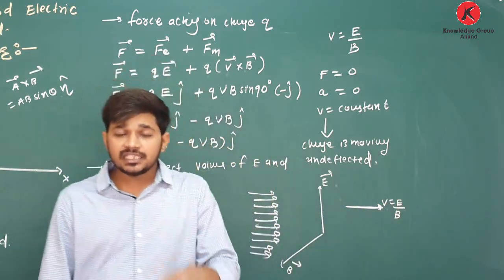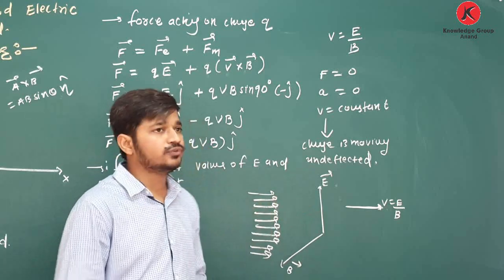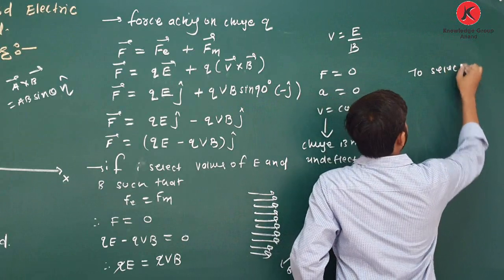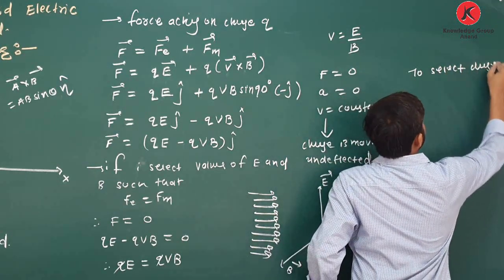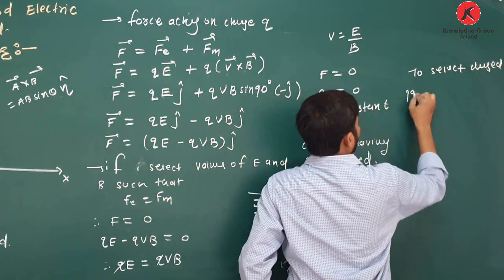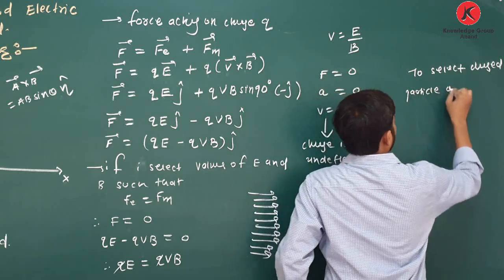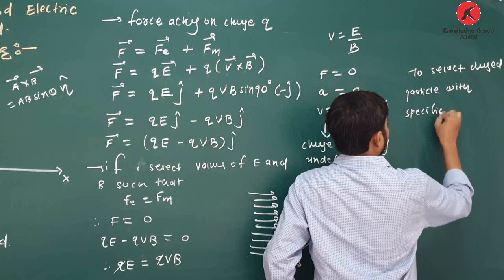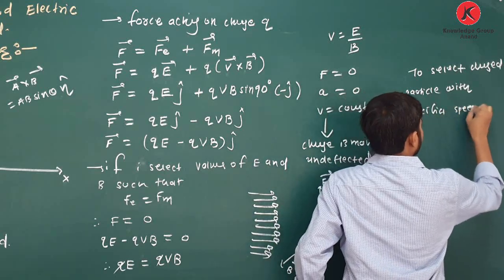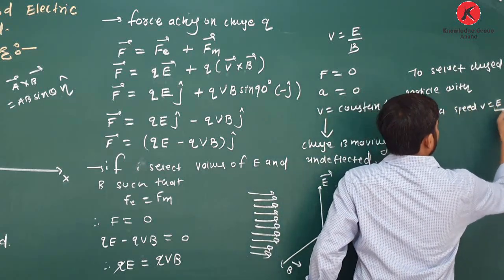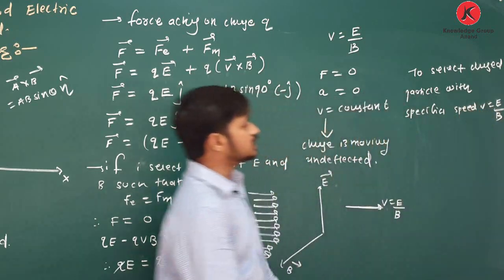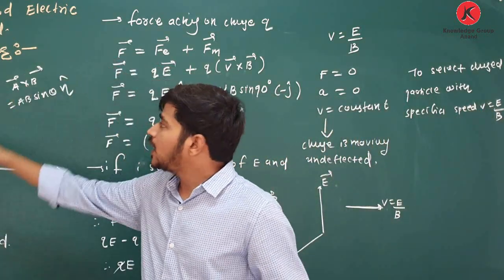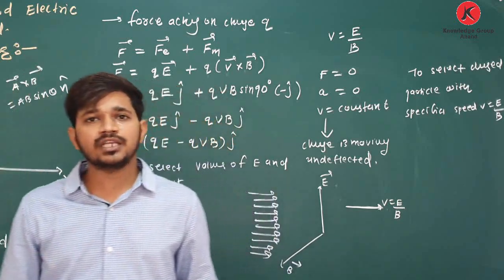So it is use of this cross field to select charge particles with specific speed, that is V is equal to E upon B. That's why it is named velocity selector.